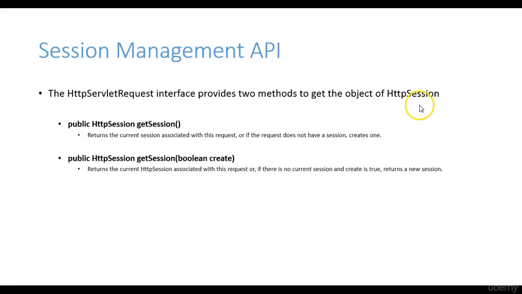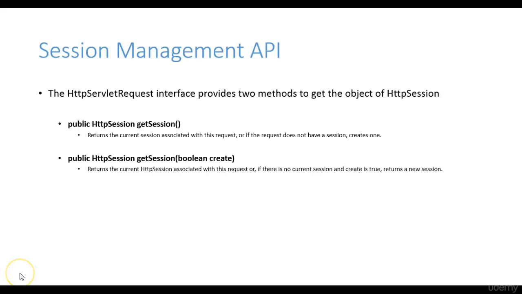The HttpServletRequest interface provides two methods to get the object of the HTTP session. First, request.getSession without any parameter returns the current session associated with this request, or if the request does not have a session, it creates a new one. Secondly, request.getSession with a boolean parameter returns the current HTTP session associated with this request, or if there is no current session and create is true, it returns a new session.